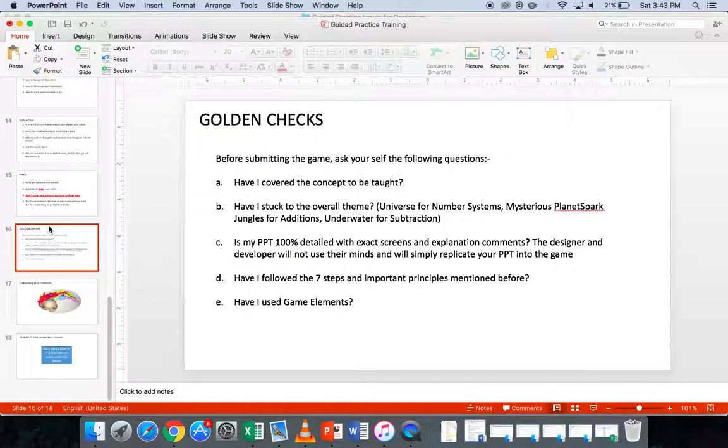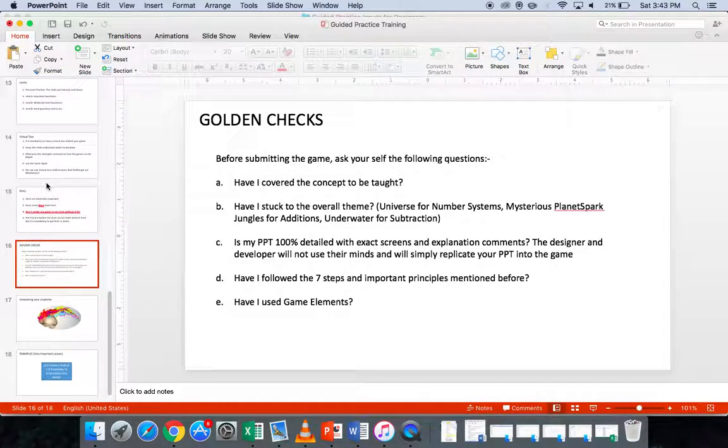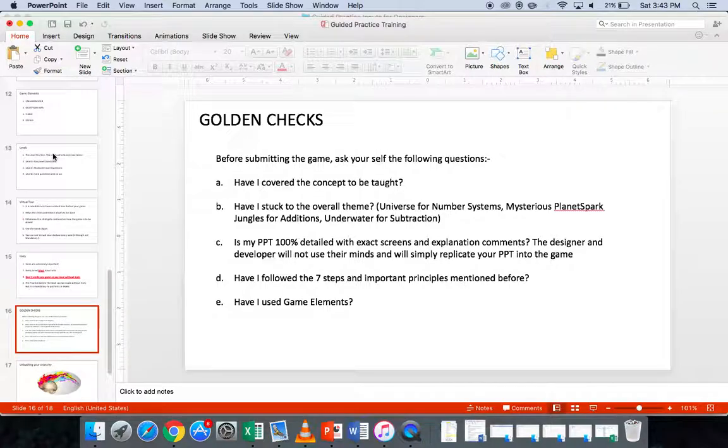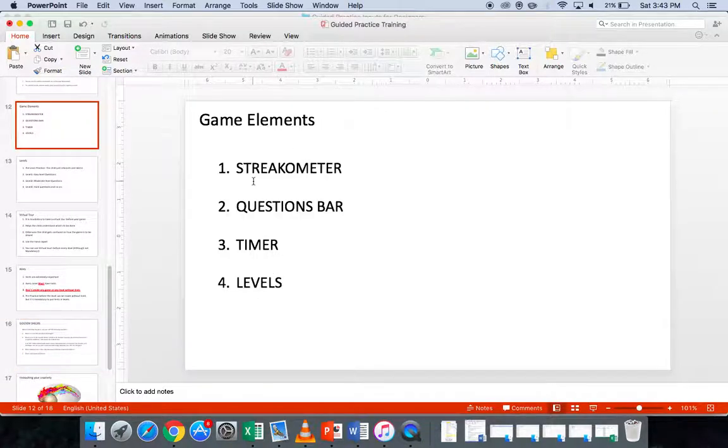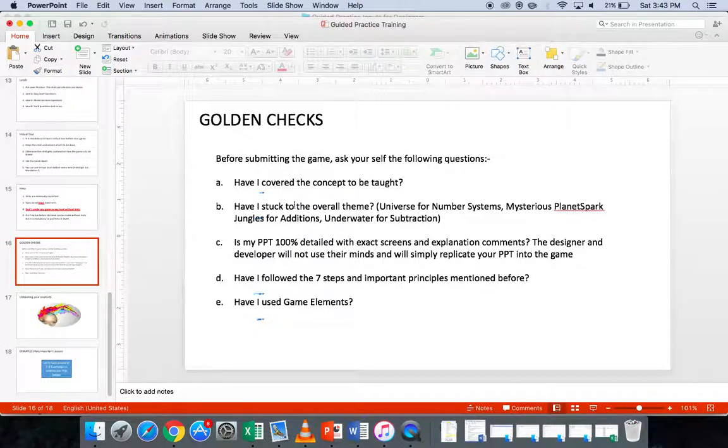And the last question that you need to ask yourself is, have I used the game elements? You already know what these game elements are. Have I used them? Have I not used them? That is the next question that you need to answer. If the answer to all the questions is yes, then there is one final question that you need to answer. And that question I will tell you in the next lesson.